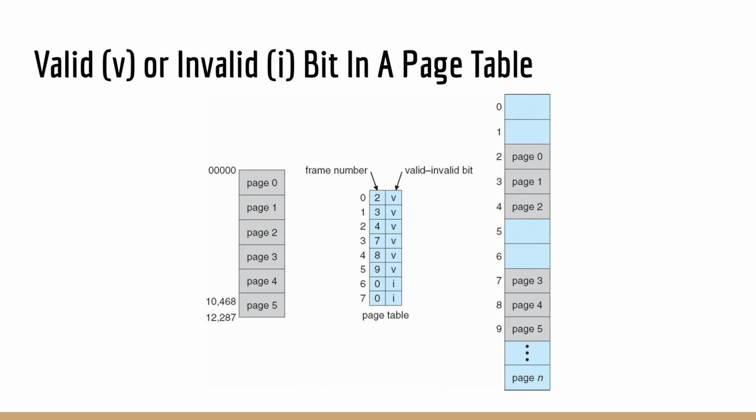However, pages 6 and 7 are outside the process's legal address space. Therefore, their page table entries are marked as invalid. If the process tries to generate an address in page 6 or 7, the hardware will see the invalid bit and trap to the operating system, signaling an illegal memory access.